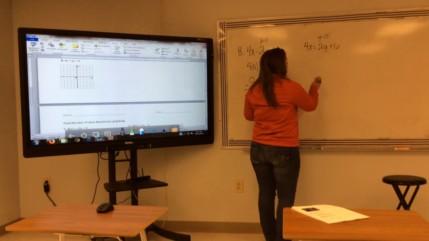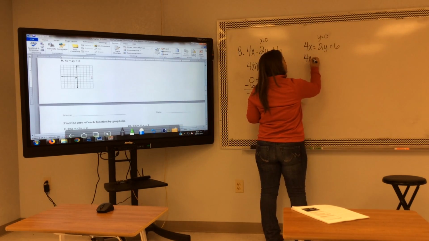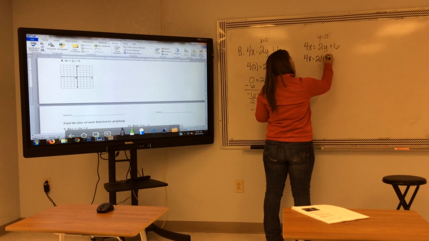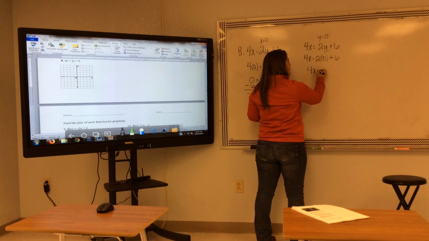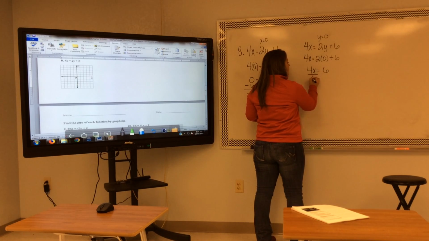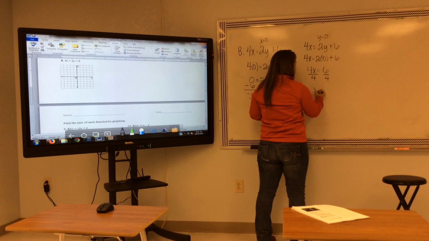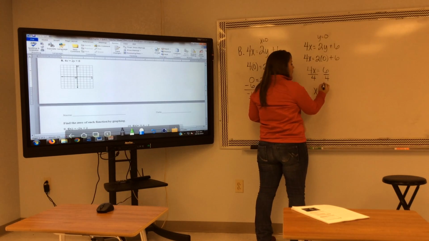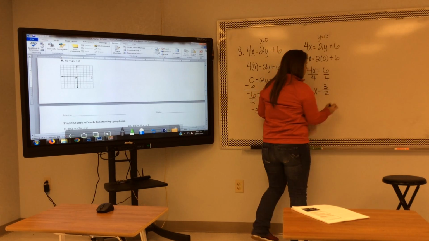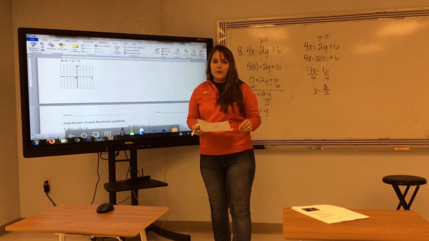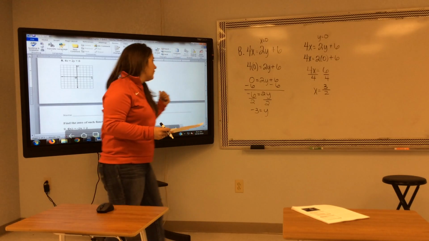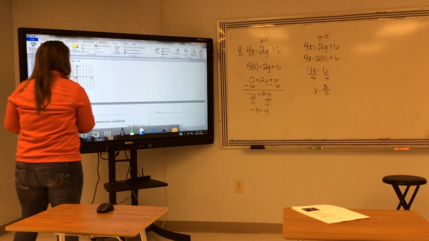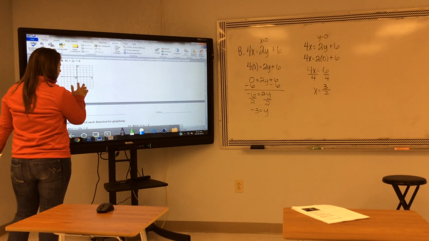Over here, I'm going to set y equal to 0. So I have 4x is equal to 2 times 0 plus 6. Well, that means 4x is equal to 6. I'm going to divide both sides by 4. And I get x is equal to 6 over 4, which simplifies down to 3 over 2. 3 over 2 is the same thing as 1 1/2. So when I go to graph these, my y-intercept is at negative 3.